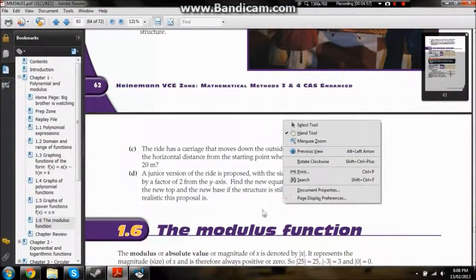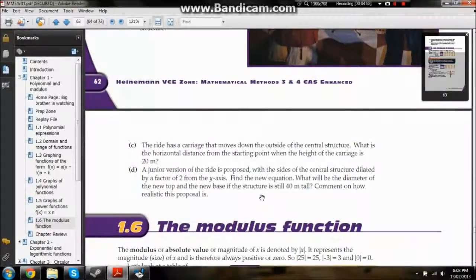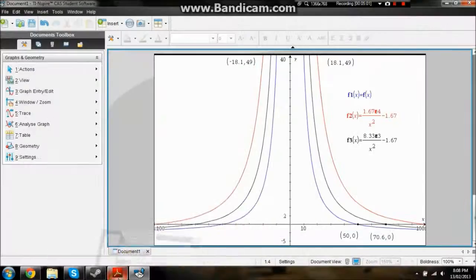But the question asks, find the new equation. What will the diameter of the new top and the new base be if the structure is 40 meters tall? So the new base, you can see that's 100 there, negative 100 I should say. It goes all the way up to there, so the base is going to be 200 meters for the diameter. And if I do a graph trace up here, I don't know if I'll be able to get all the way up the top, but from the looks of it, it's going to be 39.1, so it's going to be about 40 up there. So I'm going to say it's 80 across there for the diameter of the top.